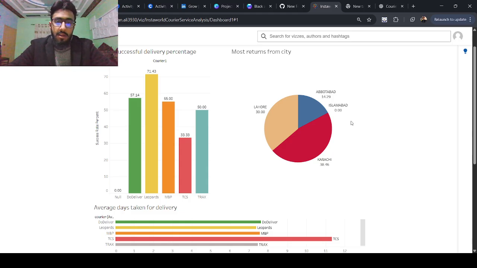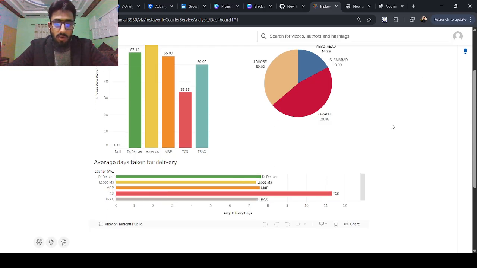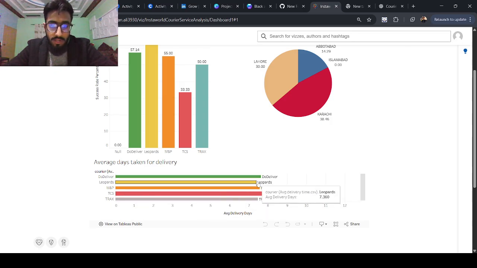So thirdly, we could take into account the average days taken for delivery. So for each courier, how long, on average, it took them to deliver the order to its destination. We can see the longest average time was for TCS, and I can see why. But anyways, the lowest number was for Leopards, right?